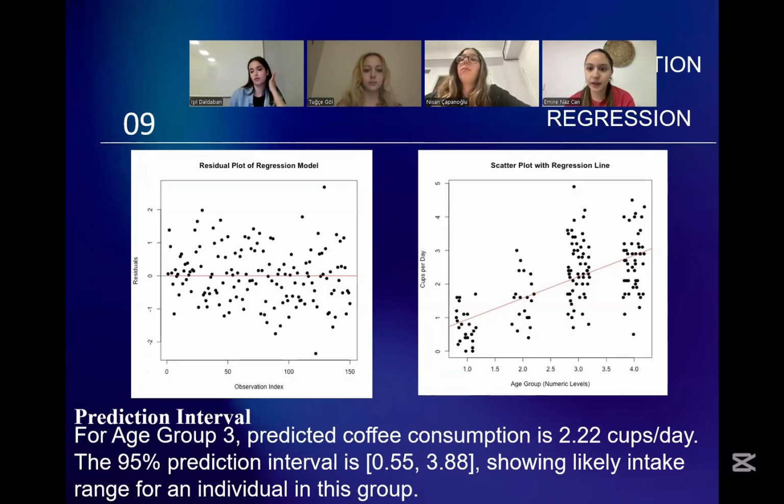For instance, someone in age group 3 is predicted to drink 2.22 cups per day, with a 90% prediction interval from 0.55 to almost 4 cups.